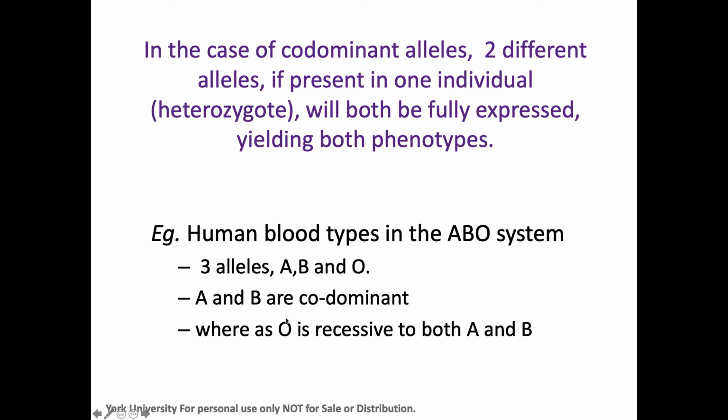The third allele, O, actually acts as a recessive allele to both A and B. This means if you have a heterozygote with an A allele and an O allele, the individual has type A blood. If you have an individual that has the B allele and the O allele, the individual has type B blood. It is only when an individual is homozygous for the O allele that you have someone who has type O blood.